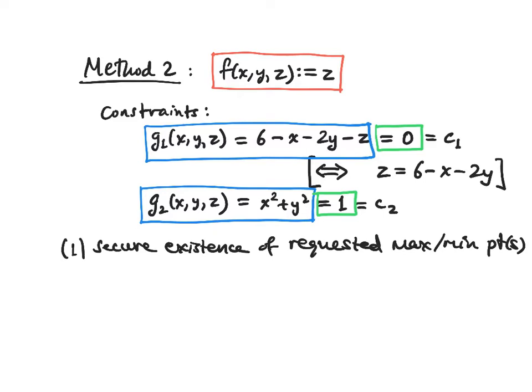Because we're looking for the max height of a point on that ellipse, and we're looking for the minimum height of a point on the ellipse. So we have to know that those exist. Okay. So the idea is to use, of course, the extreme value theorem. We're considering the function f restricted to a certain constraint set, capital S. The constraint set is just the set of all points x, y, z in space that satisfy the two constraint equations.